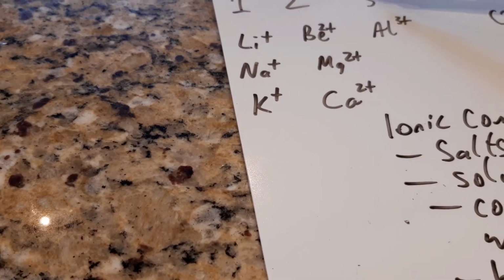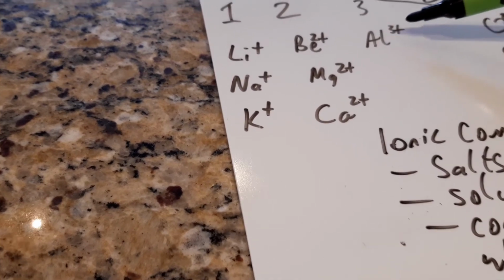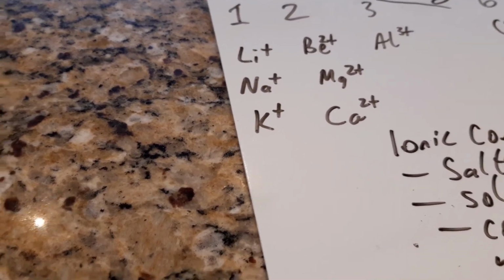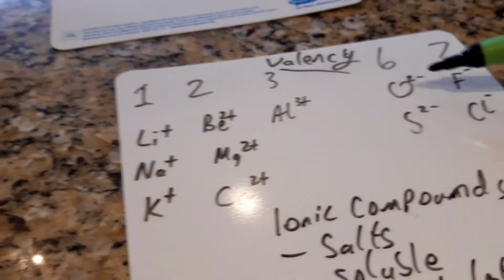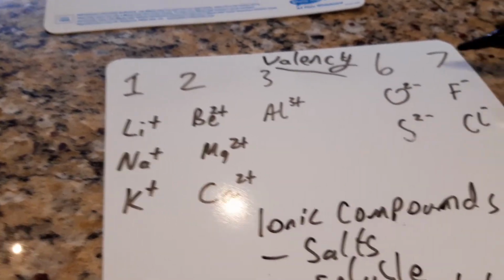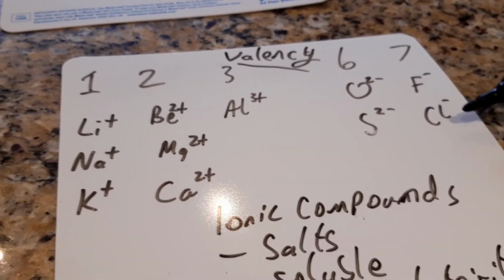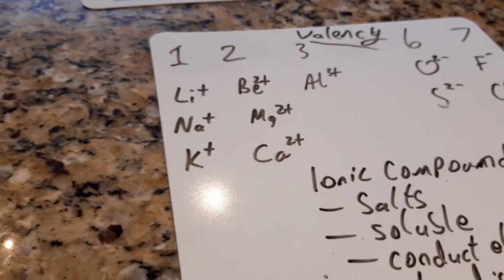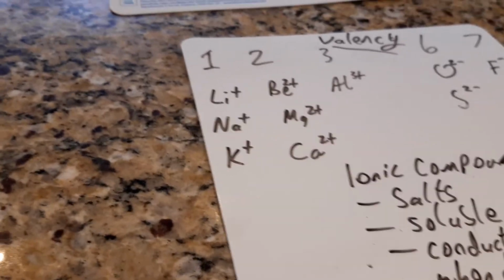In group 3, each of these elements, in this case only aluminium that we need to worry about, has a +3 charge. In group 6, it has 6 electrons, so it'll gain 2, so it'll be 2 minus. And in group 7, it'll be 1 minus. Okay, so I'm just summarizing what we basically went through on the other whiteboards a second ago.